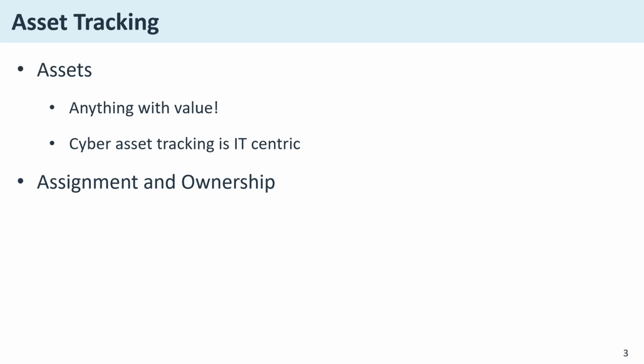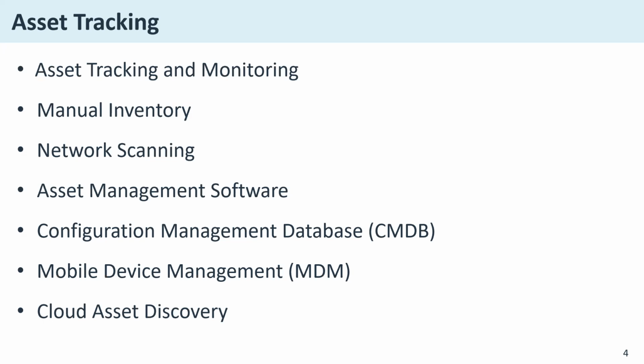So cyber asset tracking is very IC-centric, because we want to look at who owns, and who is going to be assigned this particular item of value. Then in asset tracking, we're also going to be looking at asset tracking and monitoring. How do we do manual inventory? Most enterprises are going to label their systems. They're going to say, okay, this is PC001, PC002. You could do a manual inventory, especially if it's a physical asset.